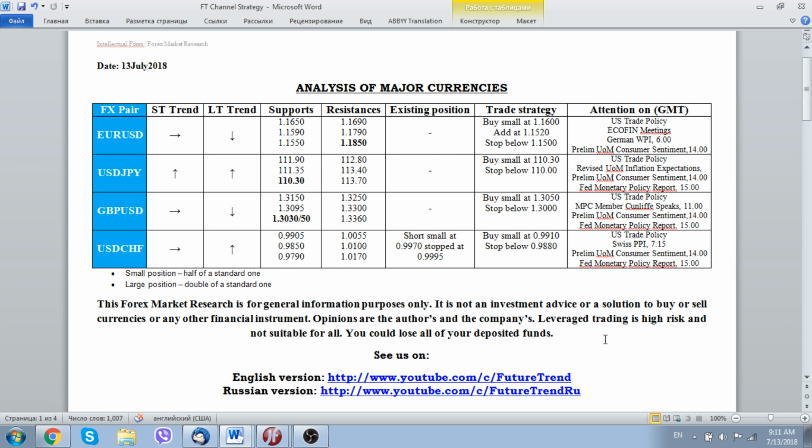Today is 13th of July 2018. We start our everyday's analysis of major currencies.